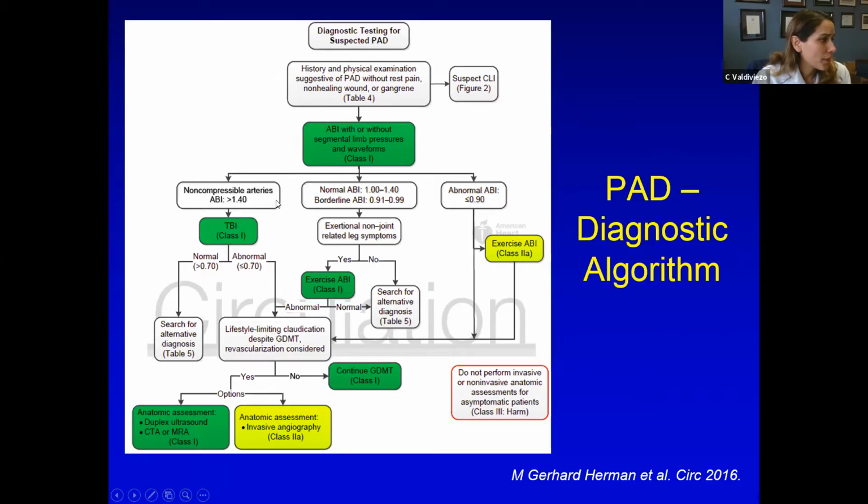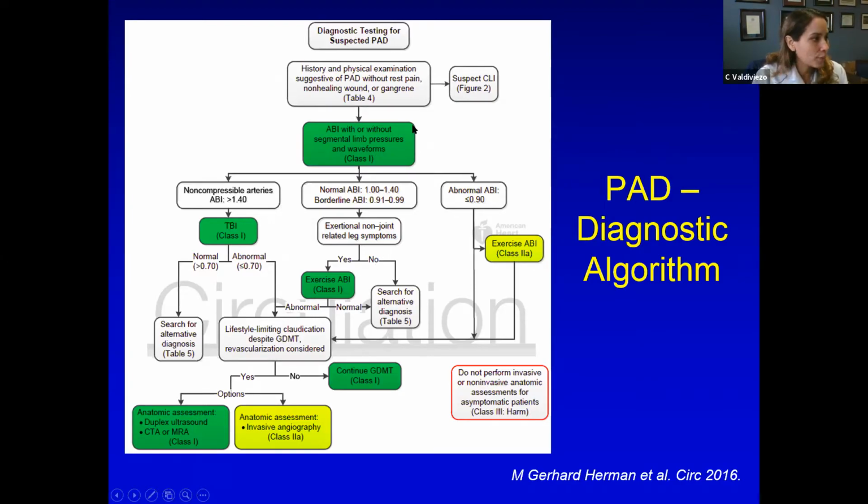So if you have non-compressible arteries with an ABI greater than 1.4, you can look for alternative diagnosis or lifestyle. You do further testing and see if there is potentially other disease. If there's really more significant, with non-compressible arteries, and if there's significant disease, then we will go further down this flow chart. So I'm going to skip this right now to go back to this section, as we're going to end up in this area anyway.